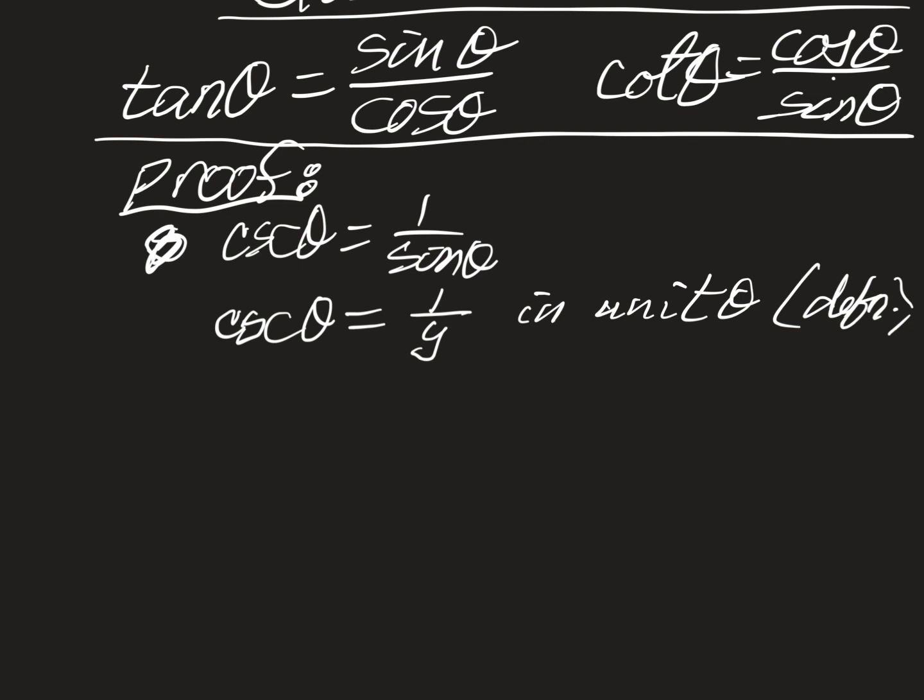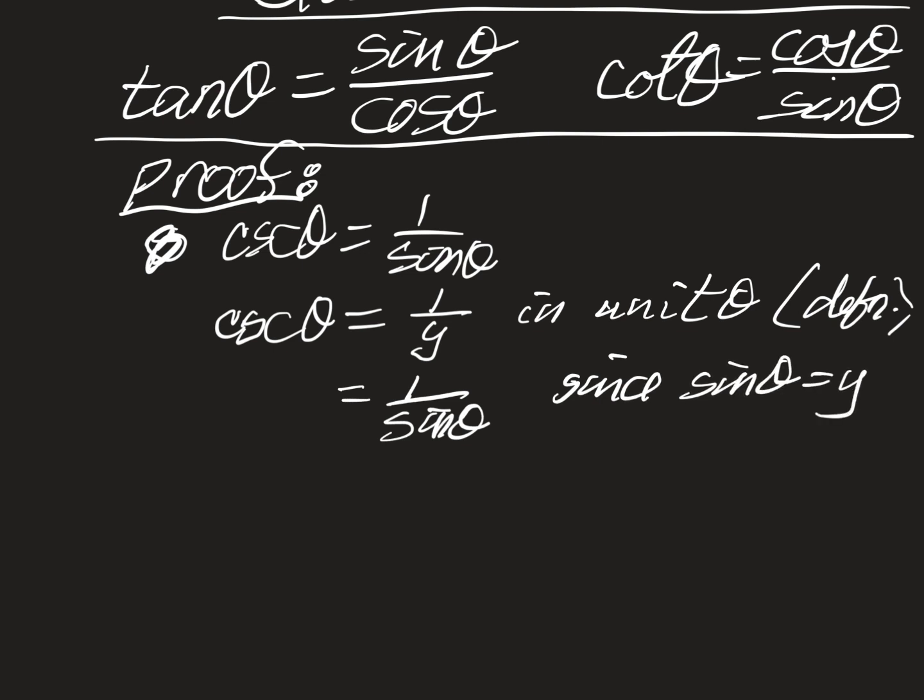So we also know that y is equal to sine theta. So we can substitute for 1 over y, we can write 1 over sine theta, since sine theta equals y in the unit circle. And so that's it. There's our proof. Step 1, step 2. And if you wish, you could say cosecant theta equals 1 over sine theta.